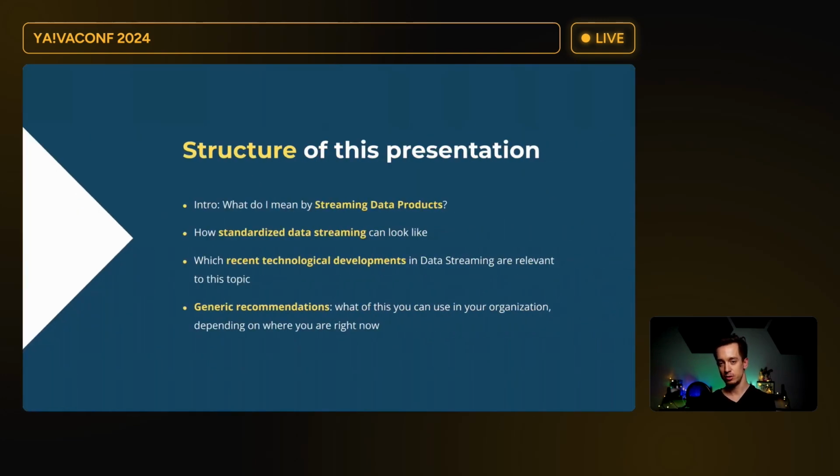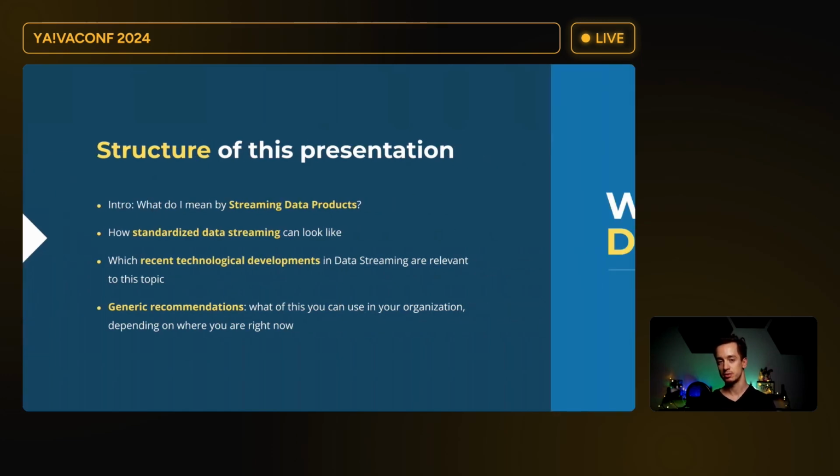To give you a brief idea of what this presentation will look like, this is the agenda. First of all, I would like to set up some context about what I call streaming data products and what they are called in general. And then I will come up with a certain proposition of how you can establish standardized data streaming in your organization. And after this, I want to bring in some recent technological developments in this area. Why do I think that this topic will be more relevant than it was before? And after all of this, I'll try to summarize this with some generic recommendations that can be applied depending on where you or your organization is right now in this area.